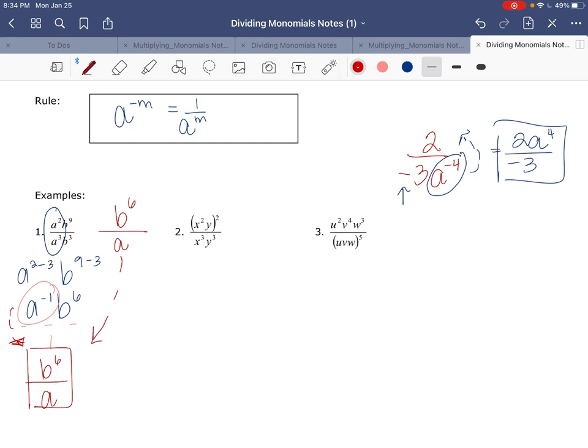So now take a moment to pause the video and attempt number 2 and number 3 on your own. When you're ready to check your work, unpause the video to see how you guys did.